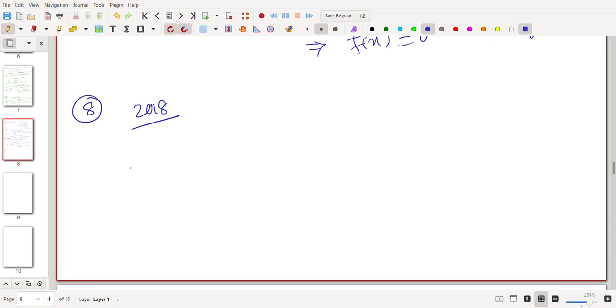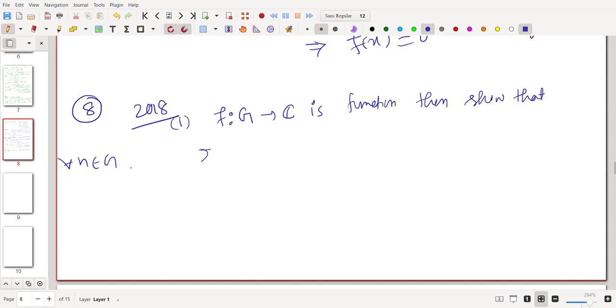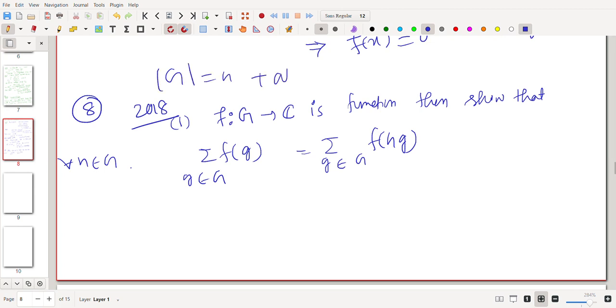Problem number 8. It is also a 2018 problem. It's a lengthy problem, but the problem is easy. It has 3 parts. Part 1. Show that for all h in G, summation of f(g), g belongs to G, equal to summation g belongs to G of f(hg). Here the order of G is n and G is abelian, which is given.